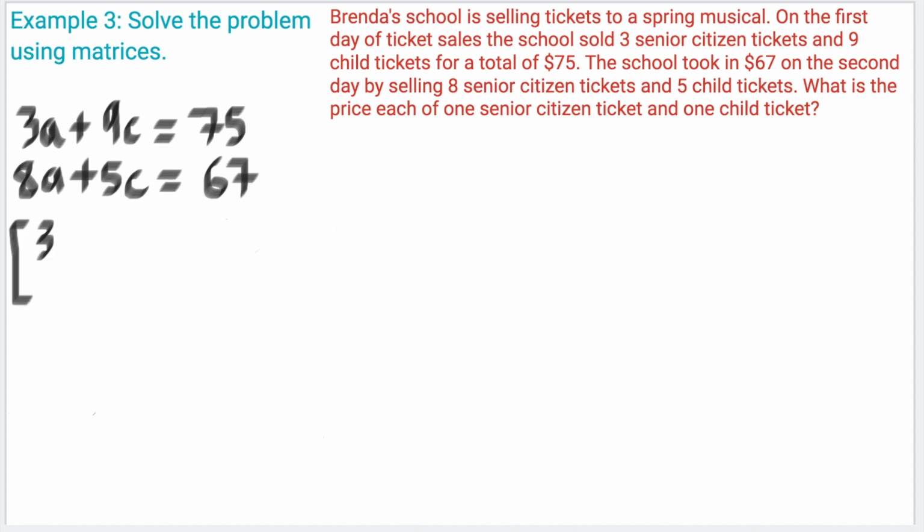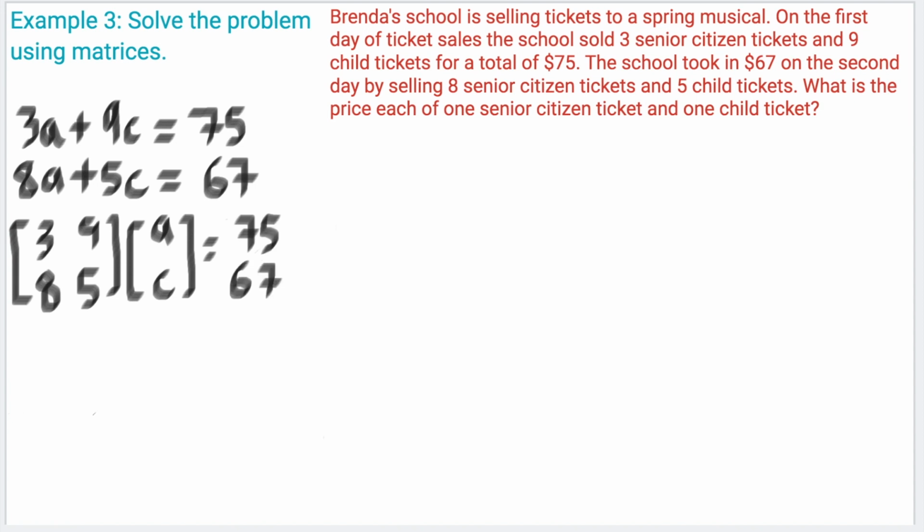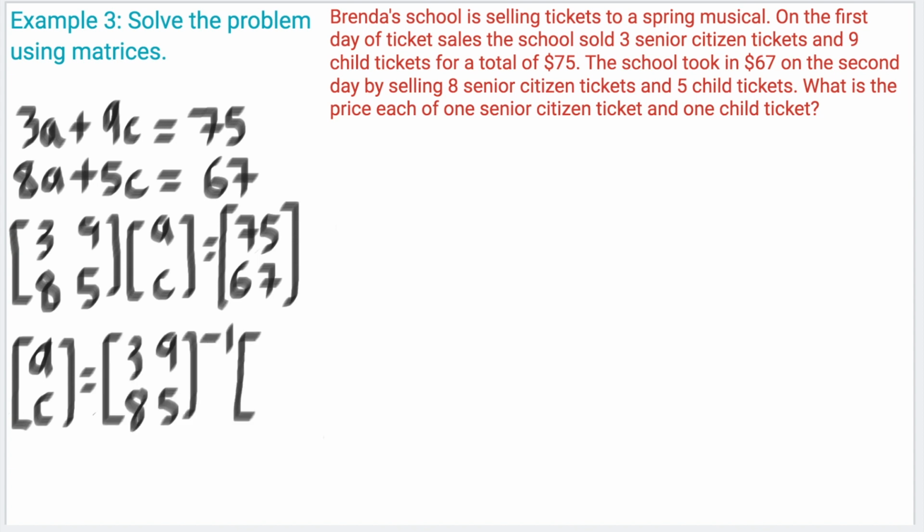The first 2 by 2 matrix is going to have the coefficients of the variables: 3, 9, 8, 5, and the second matrix is going to have the variables, and then the final matrix is going to have the ticket sales, 75 and 67. The next part is now we need to isolate the variables. So we're going to have on the left side only the variables A, C, and then on the right side we're going to multiply the inverse of the matrix 3, 9, 8, 5 times the ticket sales 75, 67.